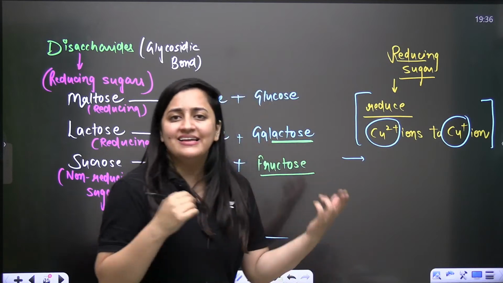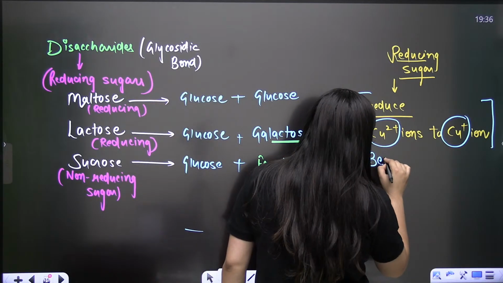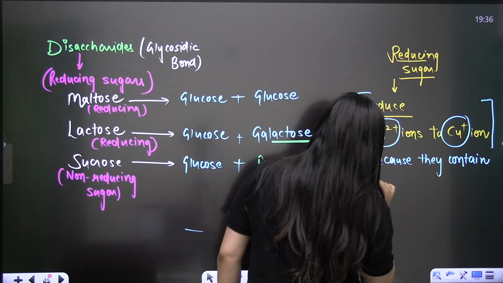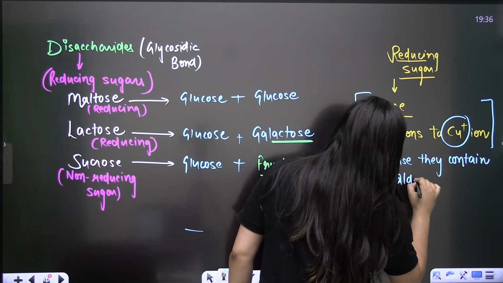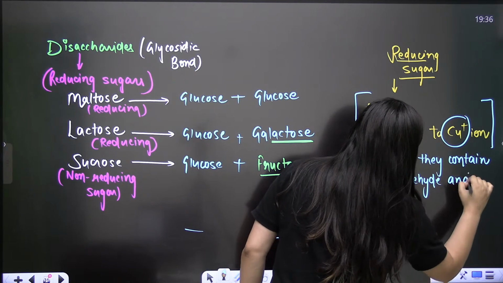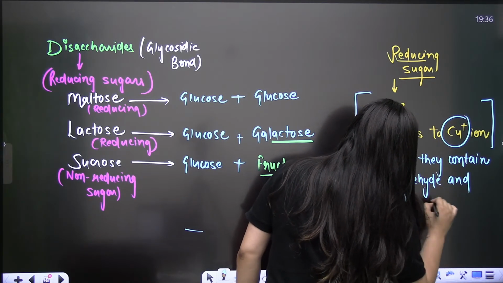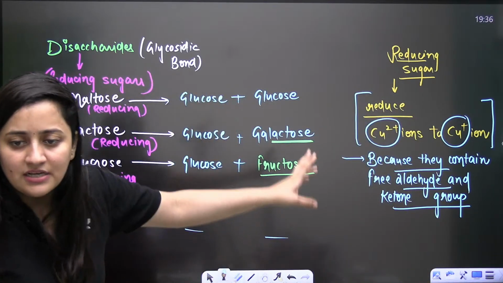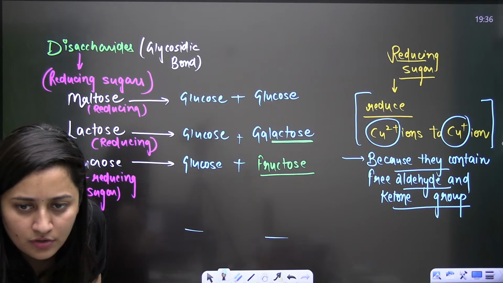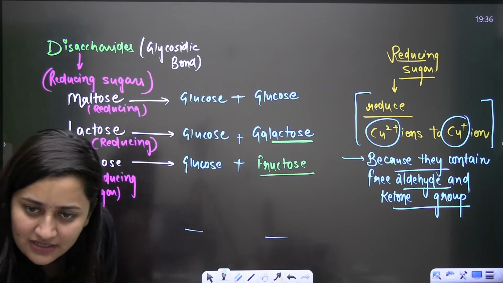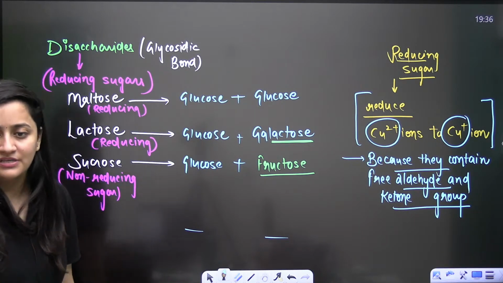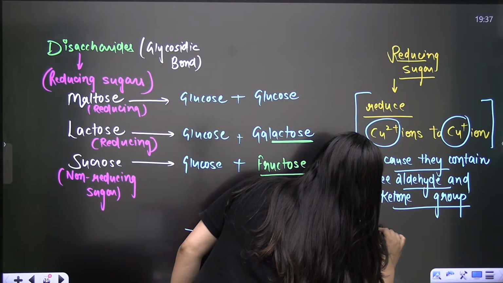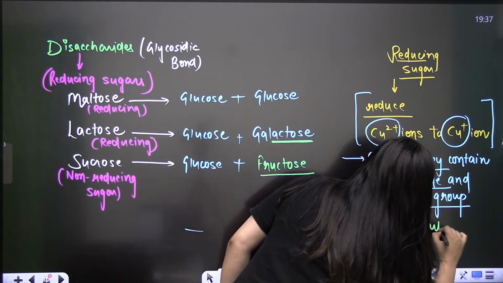Why are they doing it? Because they contain free aldehyde and ketone groups. This free aldehyde and ketone group can react and reduce cupric to cuprous. These are the reducing sugars. And where do we use it? Do you remember the Benedict solution in chemistry? Yes, Benedict solution.